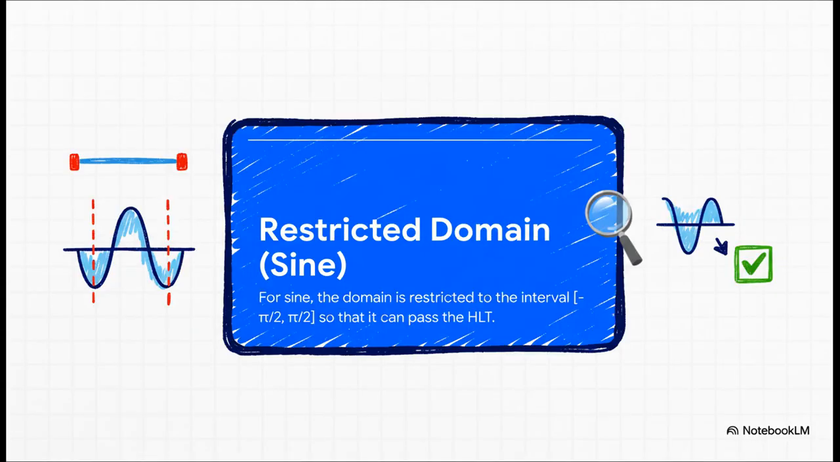So this is the really crucial point, this official agreement. For the sine function, the entire world of mathematics has agreed that we're only going to look at the inputs, the x values, that fall between negative pi over 2 and positive pi over 2.